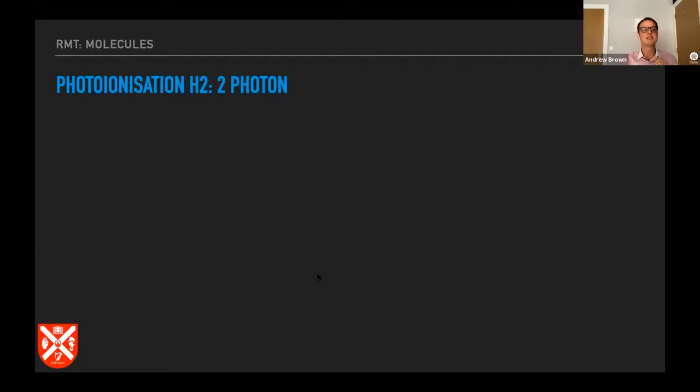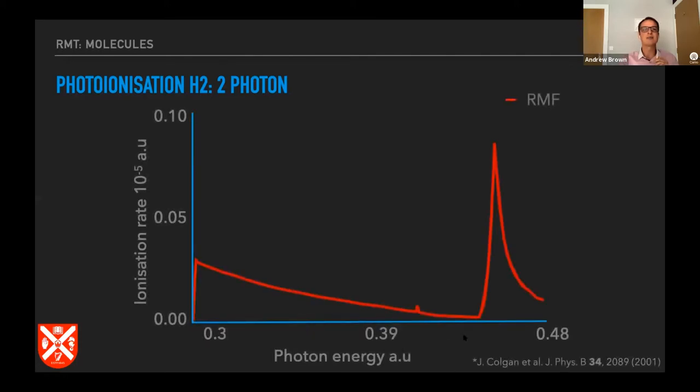And that was basically to reproduce photoionization data for the H2 molecule. So we're comparing with data from previous R-matrix calculations. RMF here stands for R-matrix Floquet, which is a quasi time-dependent method, okay, that essentially you treat the laser pulse as infinite in duration. So you get really good energy resolution, as you can see here in the ionization rate.